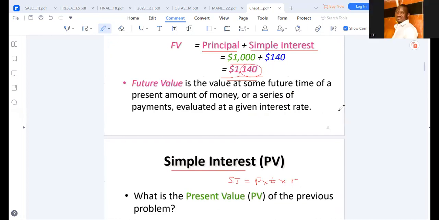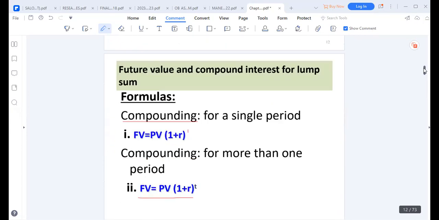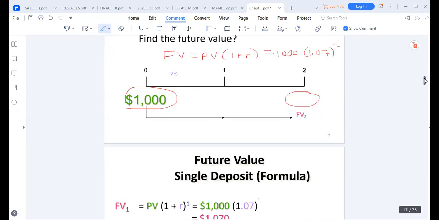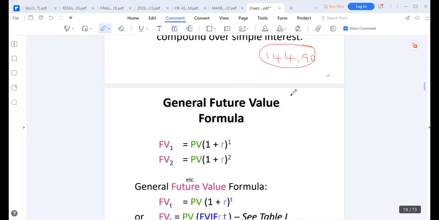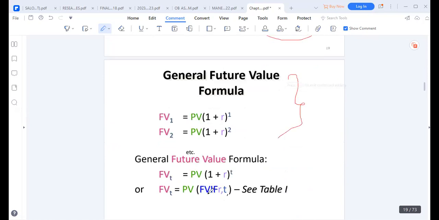So sometimes you'll be asked to compare the two models, which one is giving you a higher interest and which one you would go for. So there we had 140, here we had 144. So this is the general formula that we use when you're computing the value for simple interest and compound interest.